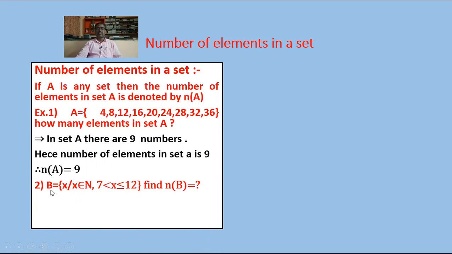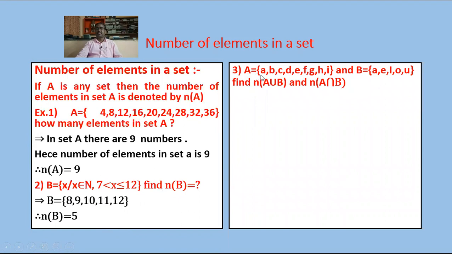Example number 2. B is equal to, in curly brackets, x such that x belongs to natural numbers, x greater than 7 and less than or equal to 12. Find n(B). First write the given set B in listing method. B is equal to {8, 9, 10, 11, 12}. Therefore, how many elements? 1, 2, 3, 4, 5. Therefore, n(B) is equal to 5.